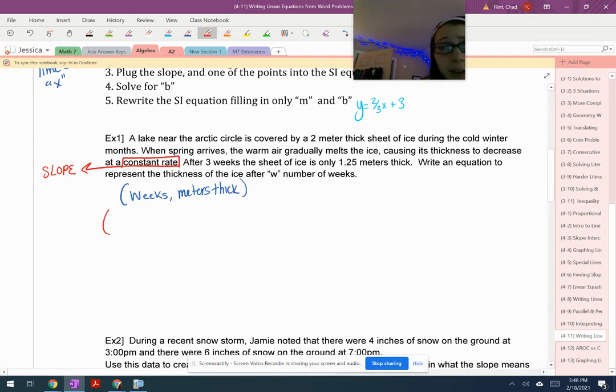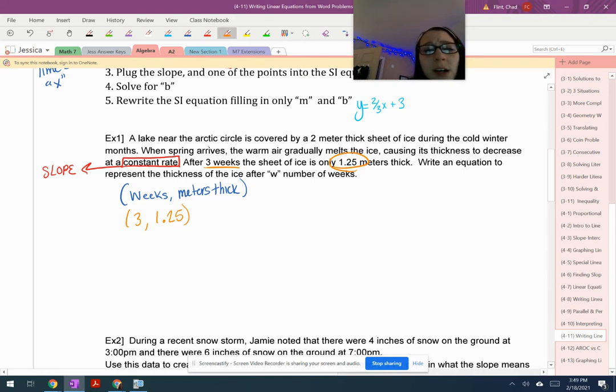First point we've got right here, and actually let's not use red, let's use orange. 3 weeks, so that's a W of 3. 1.25 meters would be my Y value. So that's one point, but I don't see the second point. Well, let's go back to the beginning here.